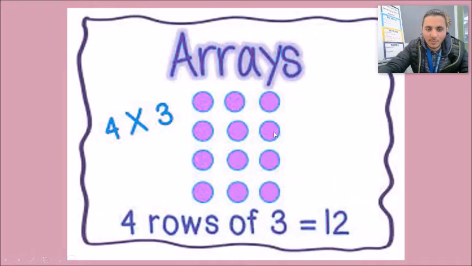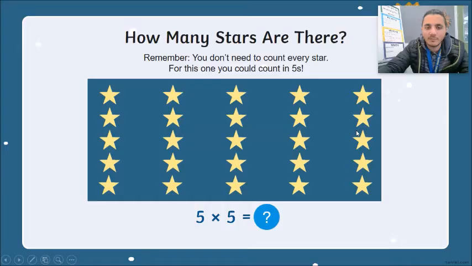All right, so here's an example of an array. We have 4 rows, 1 row, 2 rows, 3 rows, 4 rows of 3. In each row, there's 3. So 4 times 3 equals 12.